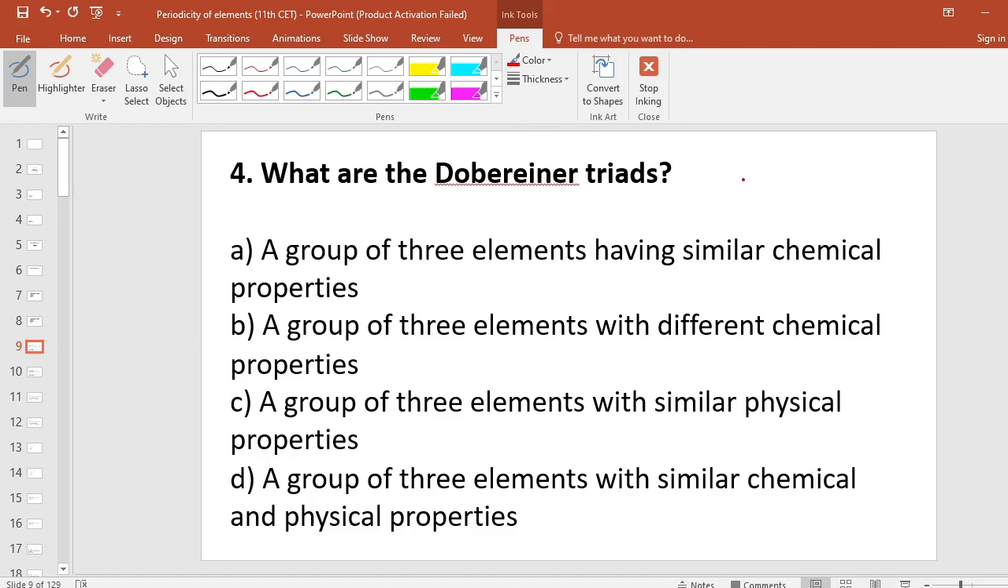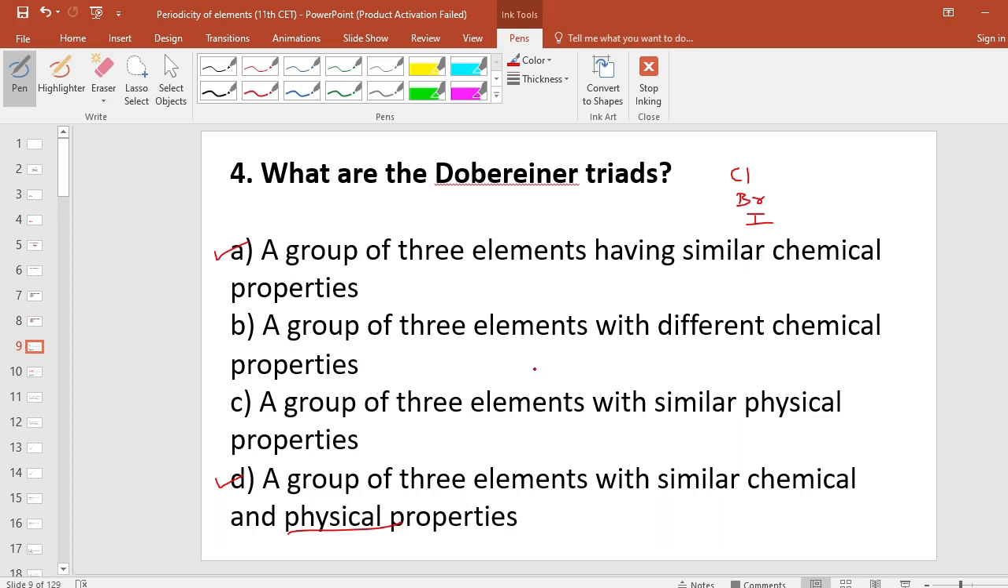Now, let's consider one triad. Let's say chlorine, bromine, iodine. We can clearly see that all of these are halogens. Their chemical properties match. They are similar. So answer may be this one, a group of 3 elements having similar chemical properties. But in our option D also, similar chemical properties appear. What about physical properties?